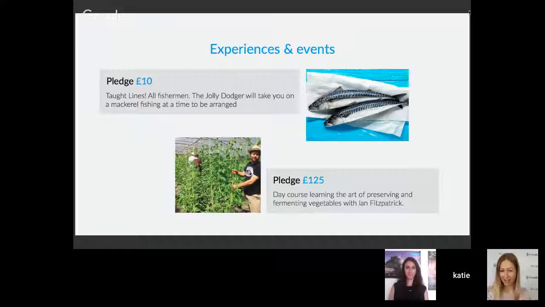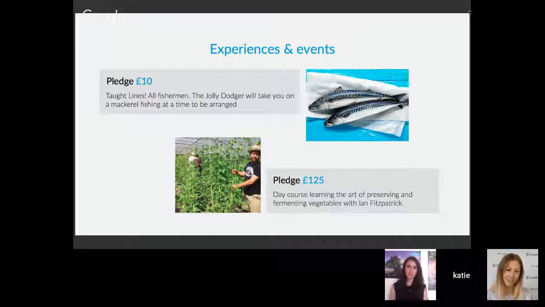Experiences and events is actually my favourite category. That's what I really like to pledge on when I'm getting involved with projects. I really like to go places and to do things that would ordinarily not at all be on my radar. So things which you can't just go and buy elsewhere. Things like, as we've got here, a day course learning the art of preserving and fermenting vegetables, which is just bonkers, but it's fantastic. And again, we've got one here where the Jolly Dodger will take you on a mackerel fishing trip. So something that's a little bit different and invites you to actually meet the project owners and get involved in what they're doing.